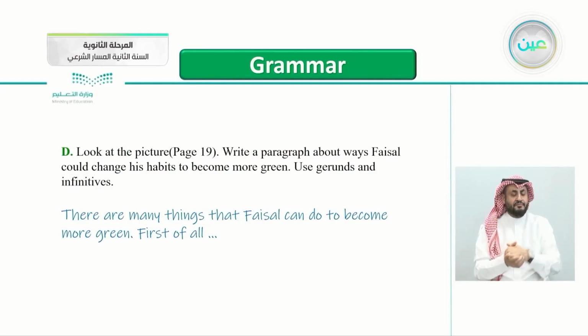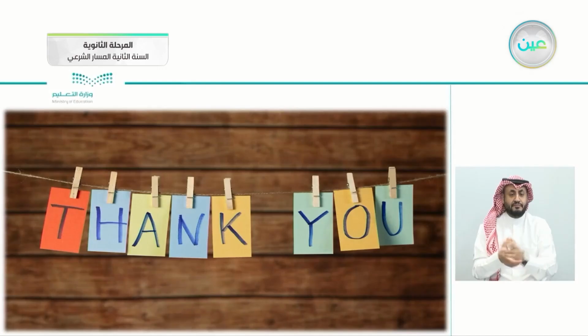Exercise D here. Look at the picture, page 19. So open your books, page 19. Write a paragraph about ways Faisal could change his habits to become more green. Use gerunds and infinitives. So you can begin with this. There are many things that Faisal can do to become more green, first of all, and then you continue writing this paragraph. And with that, we reach the end of this lesson.